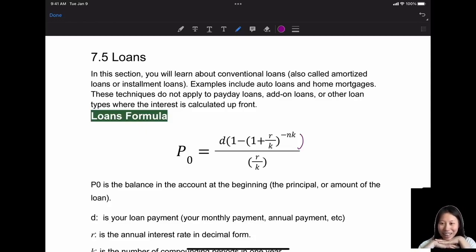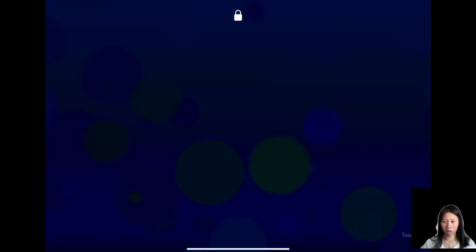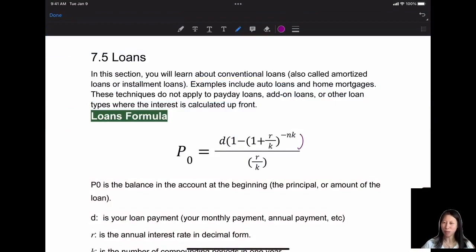Hello. In this chapter, we're going to discuss conventional loans, which we use a lot, such as auto loans and home mortgages. But this technique does not apply to payday loans, add-on loans, or other interest that is calculated upfront. You may notice that the formula is a little bit familiar. In fact, it's exactly the same as the payout annuity.